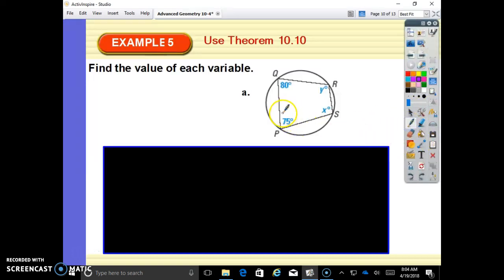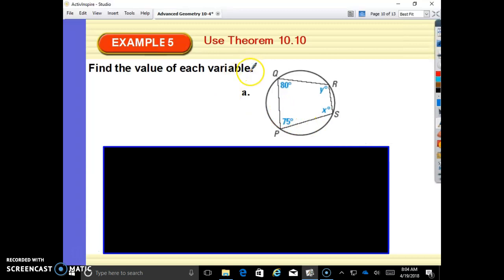All right, so what is the value of each variable? I want you guys to try this with your table partner. So please pause the video, attempt this problem, and then we'll go through it.